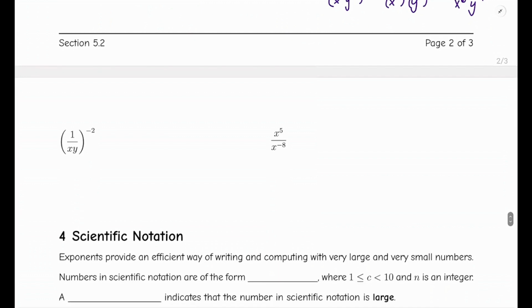Then we have 1 over xy to the negative 2. I'm going to take care of the negative exponent first, so that becomes xy to the positive 2. And then I'll use the distributive property to get x squared, y squared. And finally, we have x to the 5th over x to the negative 8th. And I'm going to use the same base laws. So I subtract my exponents. That becomes x to the 5 minus negative 8, which is x to the 5 plus 8, which is x to the 13.